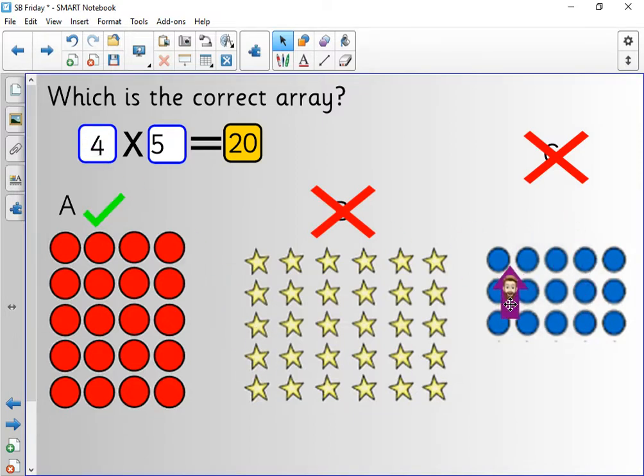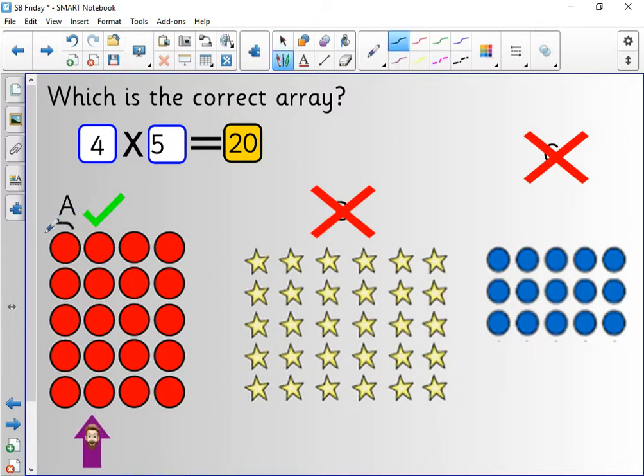And this one's not right. Look, can you see I've got 5 in each group. So I've got the right number of counters in each group, but I've only got 1, 2, 3 groups. So that one can't be right. It must be A. Now, can you see the 4 groups?